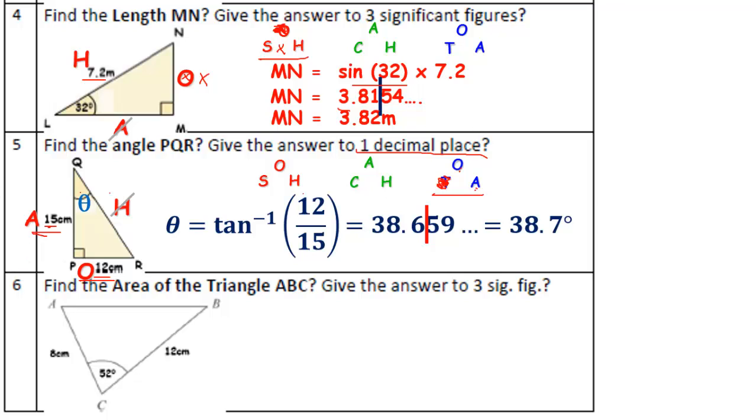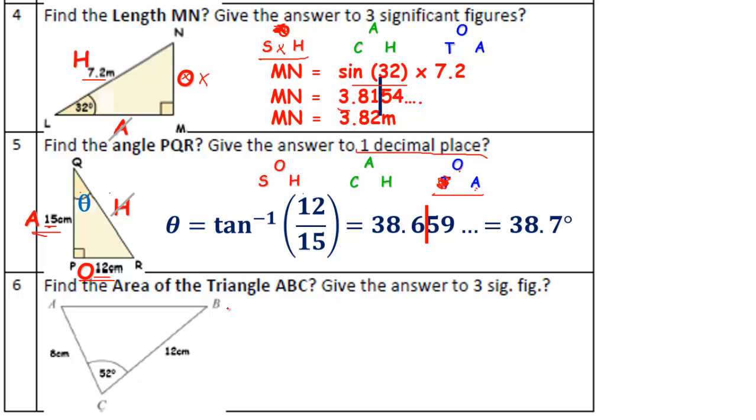Question 6. Find the area of the triangle ABC. Give your answer to 3 significant figures. Now this is not a right angle triangle. We haven't been given the height of this triangle, and we have 2 distances here. You need to be able to spot this, that this is the area of a triangle given 2 sides and the angle between them. 2 sides and the angle between them.